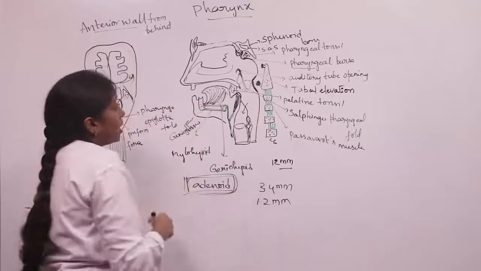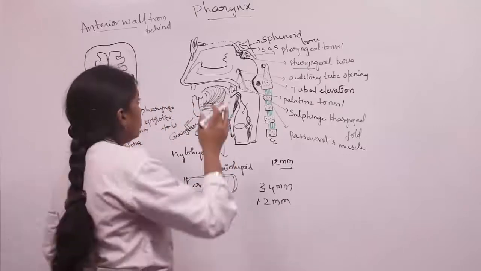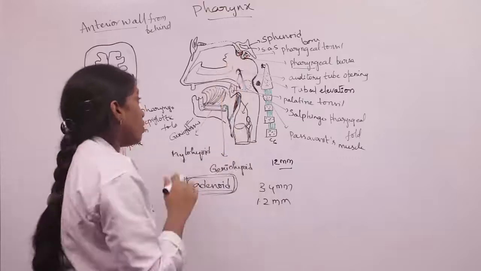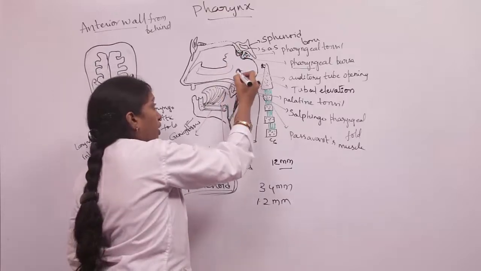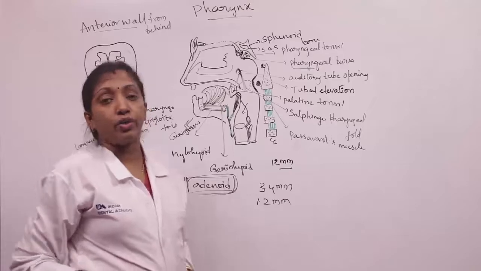So next, coming to the lateral wall. Coming to the lateral wall of the nasopharynx. In the lateral wall of the nasopharynx, one important opening is seen, that is called auditory tube opening.